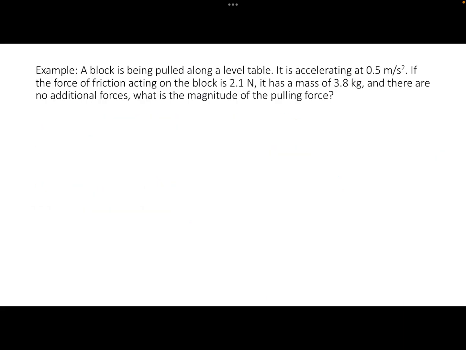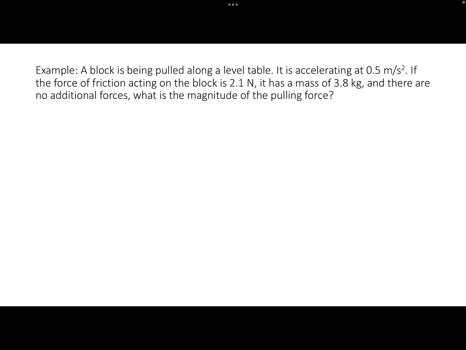So here's an example. We have a block being pulled along a level table. It's accelerating at a half a meter per second squared. There's a force of friction on the block of 2.1 newtons. It has a mass of 3.8 kilograms. There's no other forces, so what's the magnitude of the pulling force?